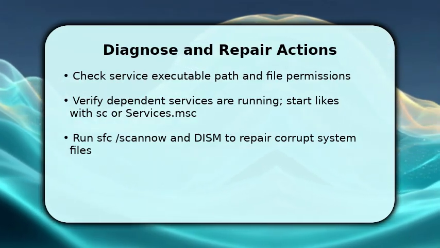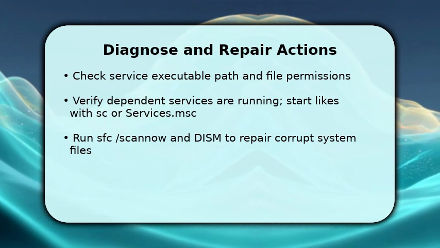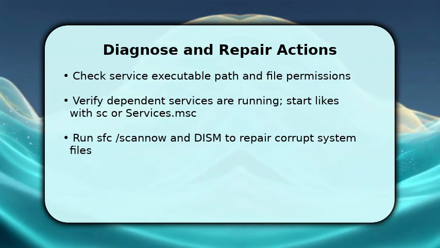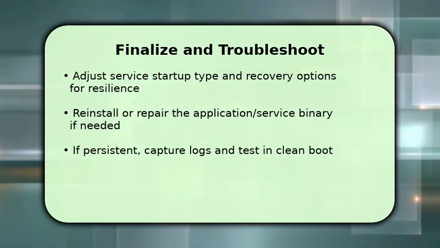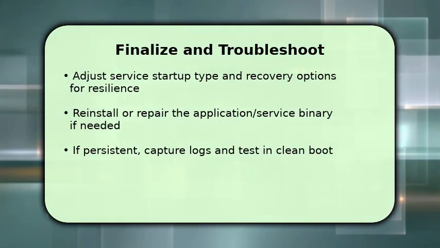Once you fix the permission or dependency, finish by setting the correct startup type and configure recovery options to restart or run a script on failure. This prevents transient issues from causing repeated downtime.